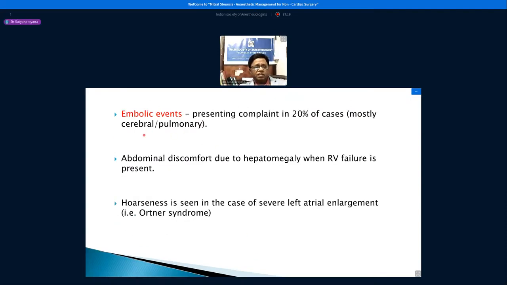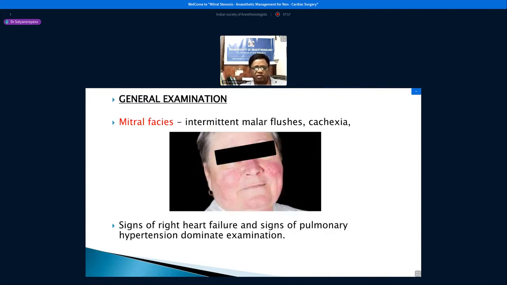And sometimes the patient may present with an embolic event, seen in almost 20% of cases of mitral stenosis. They can have either systemic embolization or pulmonary embolization. Systemic embolization is again because of LA thrombus, that could be the source. And pulmonary embolism can be there because in severe mitral stenosis, particularly with right heart failure, most of the patients are bedridden. So DVT could be the source of a pulmonary embolism. There can be abdominal discomfort due to hepatomegaly, which is a sign of RV failure. And hoarseness is seen in some cases because of left atrial enlargement, known as Ortner syndrome, because of pressure on the recurrent laryngeal nerve.